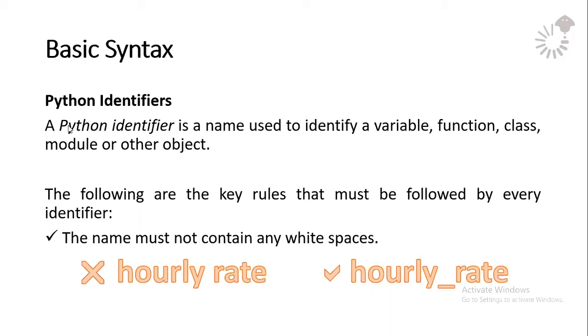First rule, name must not contain any white space. So we have example here, hourly rate with a space and hourly_rate. So this one, the first line, is wrong. Why? Kasi meron tayong space, which is, sabi niya, must not contain white space. This one is correct because instead of white space, naglagay siya ng underscore to cover up yung spaces. Okay? Next.